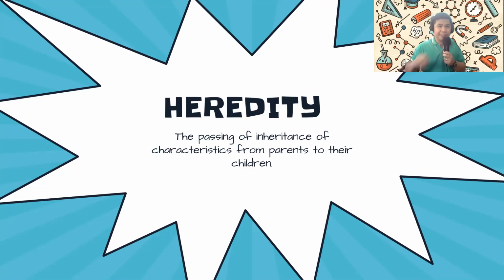characteristics. Characteristics are what a person is defined by. For example, Teacher Kent, I have black eyes. That means my eyes are black. That's my characteristic. I have straight, short hair. That's also my characteristic. Okay?